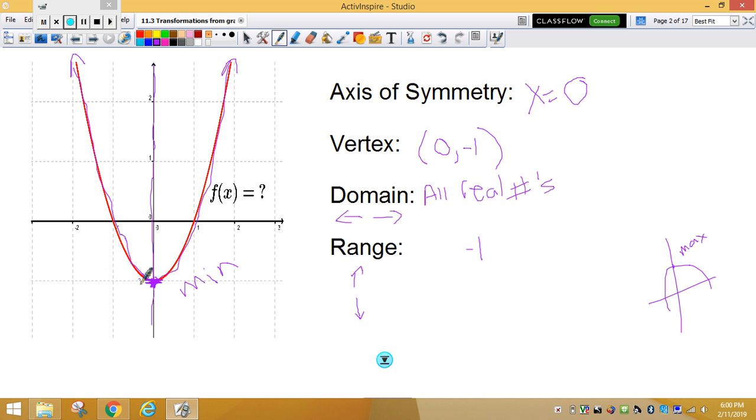We've got to figure out, is it going to be all numbers above -1, or is it going to be all numbers below -1? And if you look at your graph, it's concave up, which means it goes up. So it's going to be all your y's, because range is y's, that are bigger than or equal to -1, because it does touch at -1.